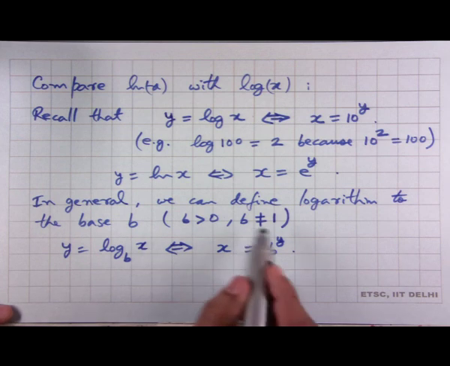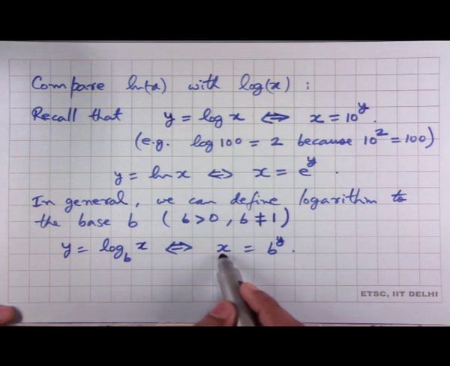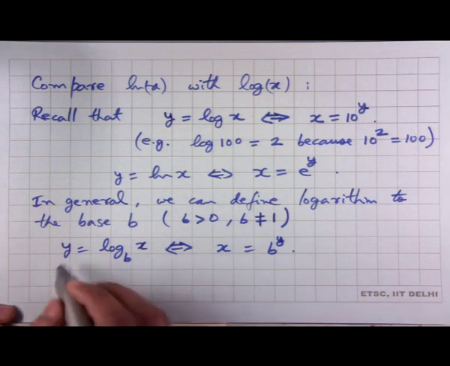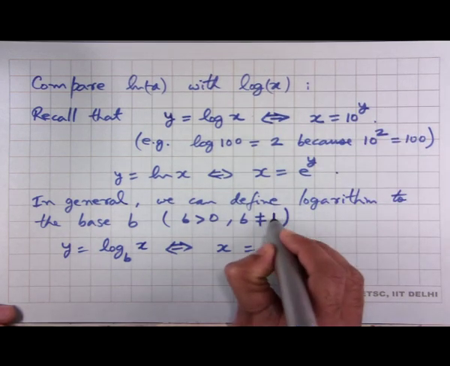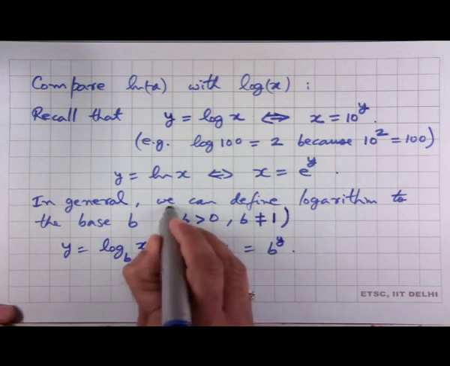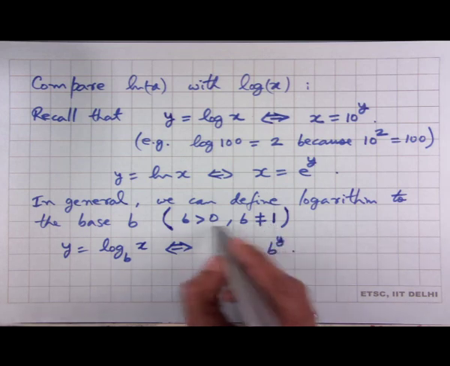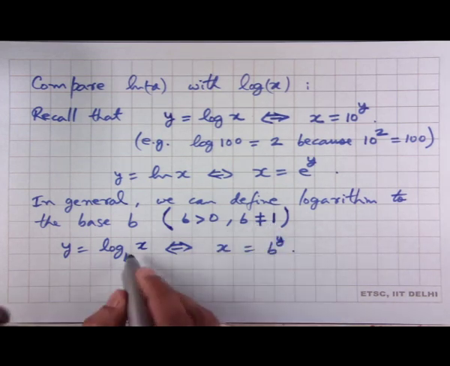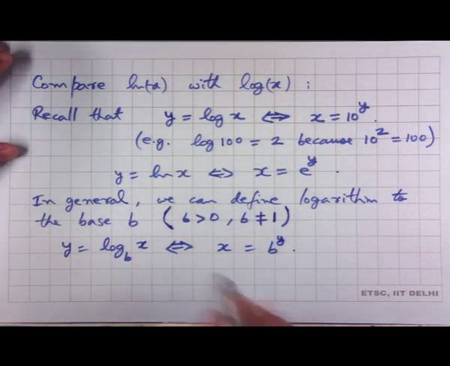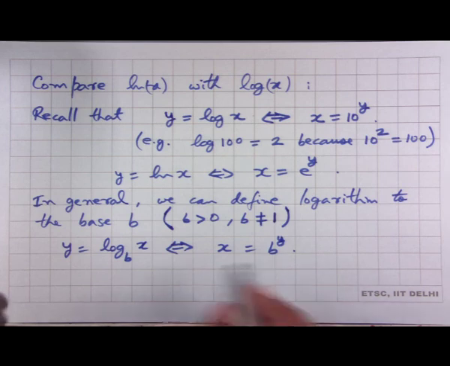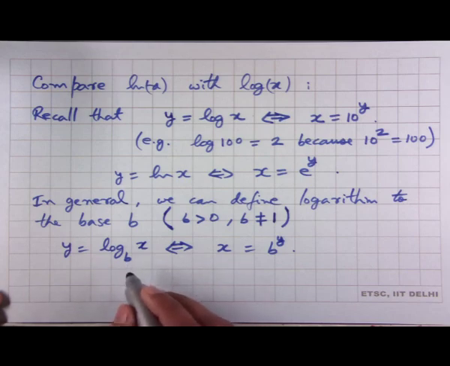This is because if I take b equal to 1, then 1 to the power y is always equal to 1. So, if you take the function 1 to the power x, that is the constant function. So, we cannot define the inverse of that, but if b is any positive real number other than 1, then b to the y can be shown to be a 1 to 1 function, and then the inverse is the logarithm of the function to the base b.